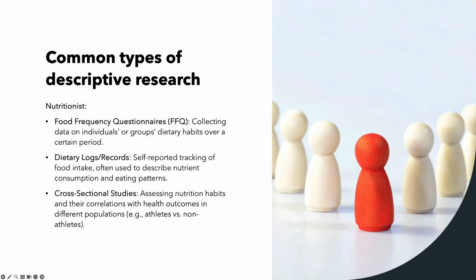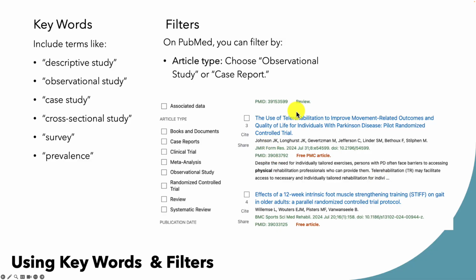Now, if we're looking at PubMed and we're trying to find research that focuses on that, we could use some keywords like the librarian had explained to us. We could use the key phrases descriptive study or observational study or case study or cross-sectional study or survey. And when we go into PubMed, we can change our filters so that we find these types of articles.